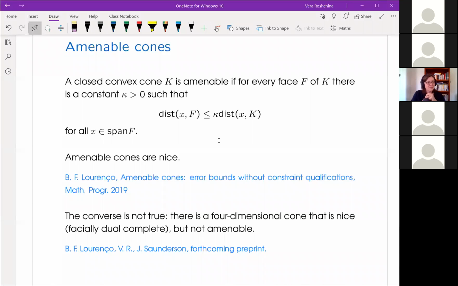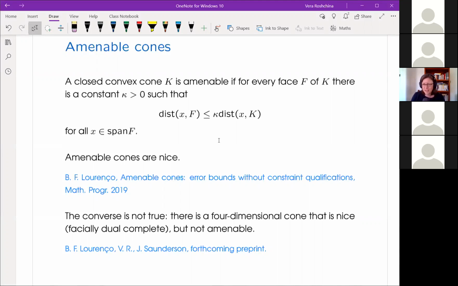I was very interested in this property, niceness, and I wanted to characterize it, and I could only find individual sufficient and necessary conditions, which are very similar. There are some tangential descriptions or tangential relations. One is stronger than the other, but neither of them is necessary and sufficient in itself. And I was very excited when I found this paper by Bruno Lorenzo.